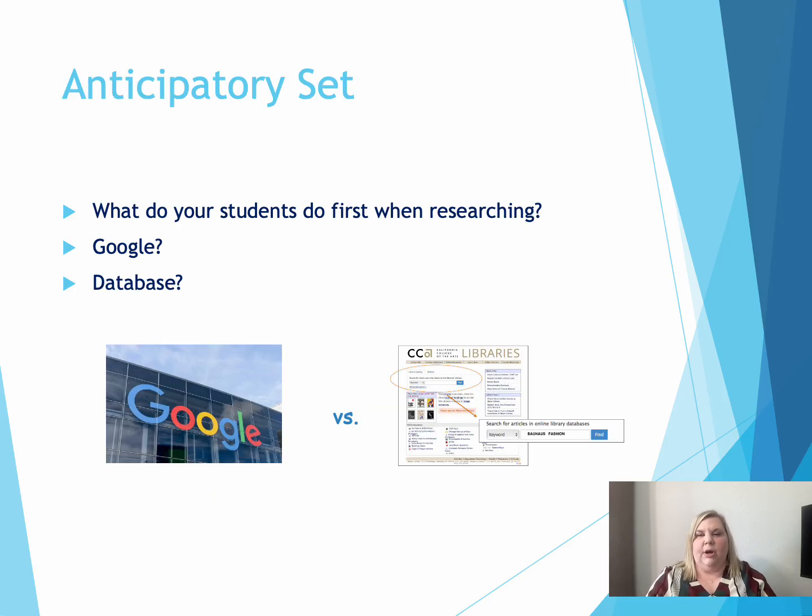So I want you to think about your students. What's the very first thing that they do when you say research? Most of the time it's Google. I know when I was in the classroom, my students were always searching things up. And that's exactly where we can start shifting their habits. So you can see on the screen, instead of Google, we want to shift more to database libraries.